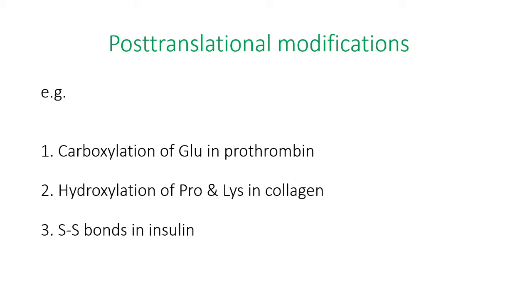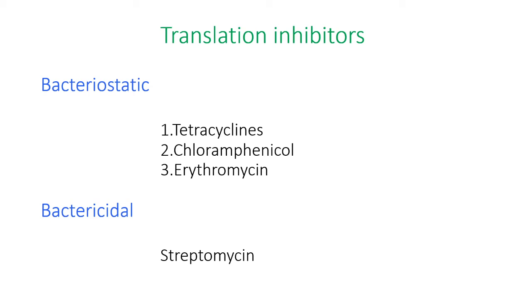Then disulfide bond formation in insulin, that is intrachain and interchain bonds. If you have studied the structure of insulin, you know that there are bonds between the two chains of insulin and also within each chain of insulin. There are many other post-translational modifications which are essential for making the protein active. Inhibitors of translation.